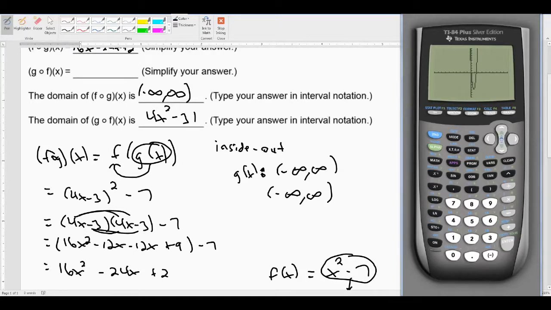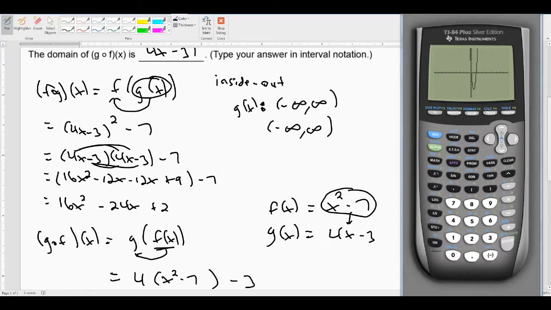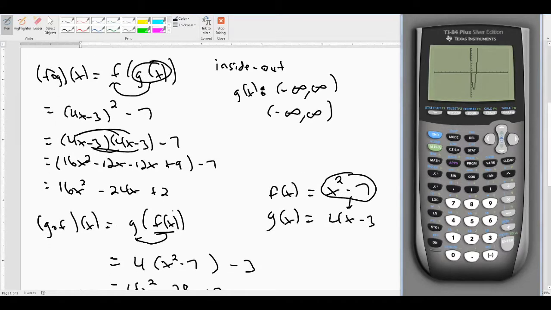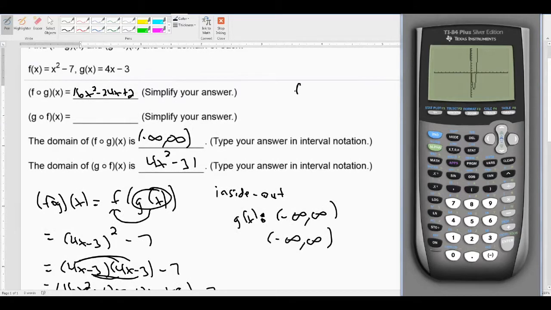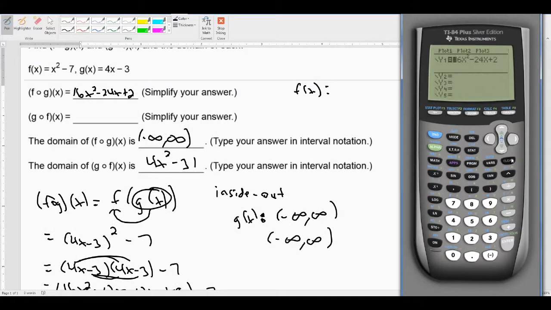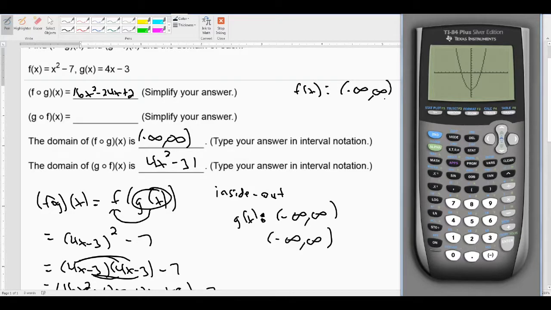So once again, since it is g of f, we have to find the domain of f of x first. And f of x is x squared minus 7. Hopefully you know that's a parabola, a big U, and it goes forever to the left and forever to the right. So its domain is negative infinity to positive infinity.